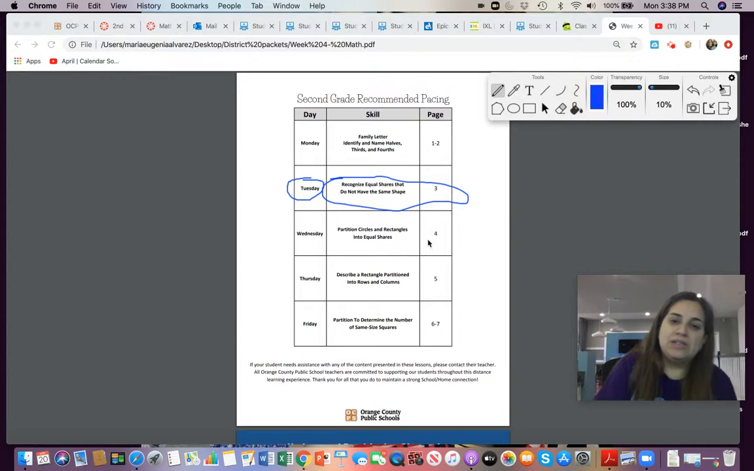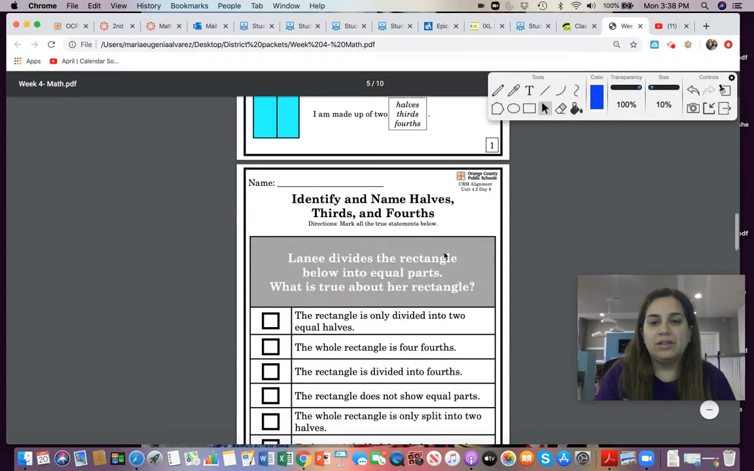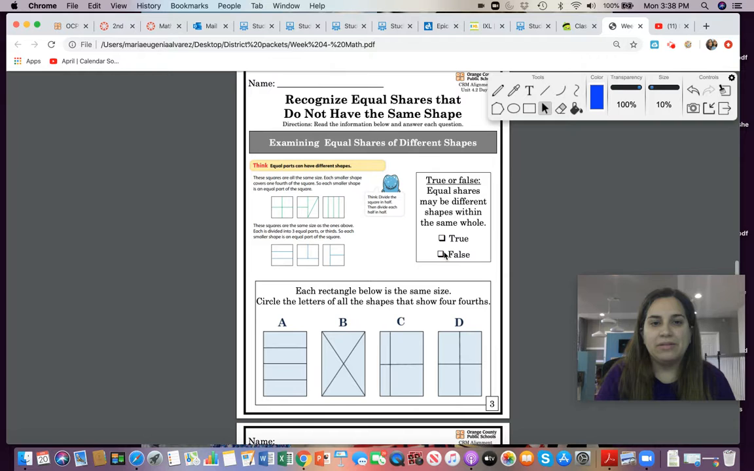And today, as you can see, we're going to focus on recognizing equal parts in shapes and different ways we can make equal parts in shapes. And we're only going to do page 3 today. So let's get going. Down here, this was yesterday, and today right here.